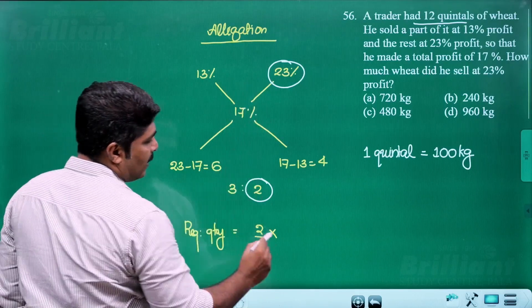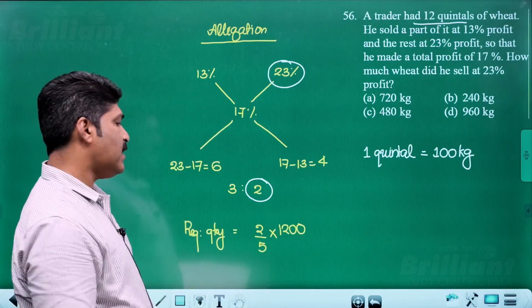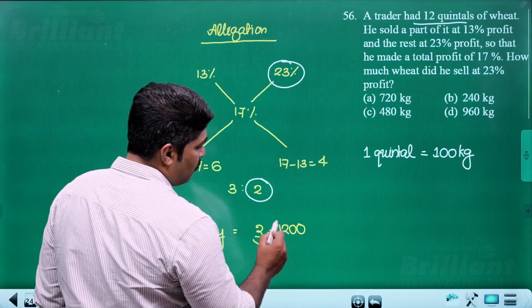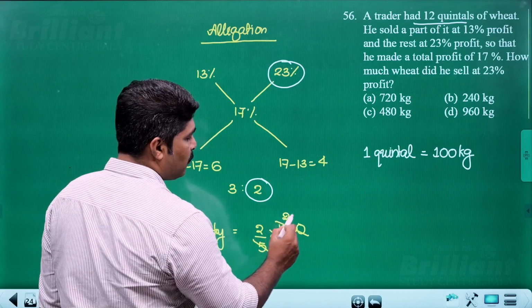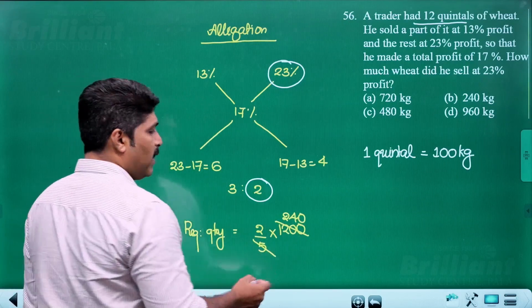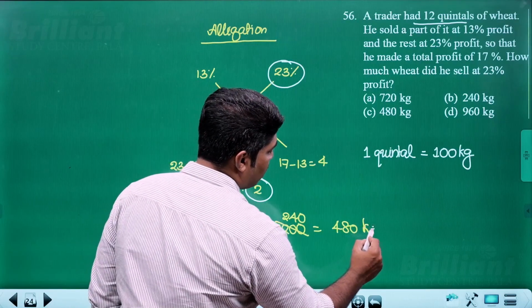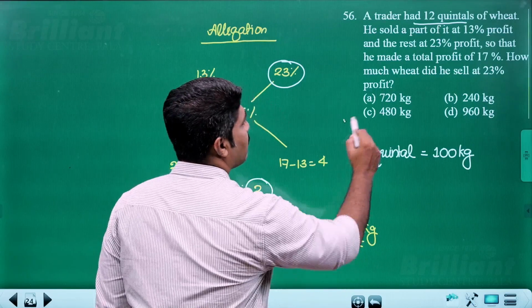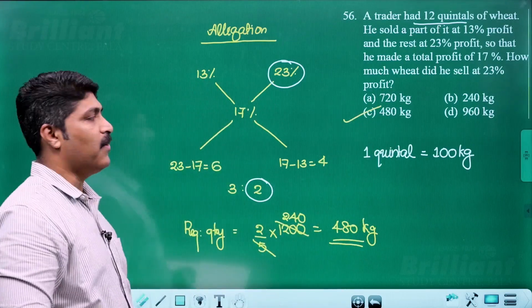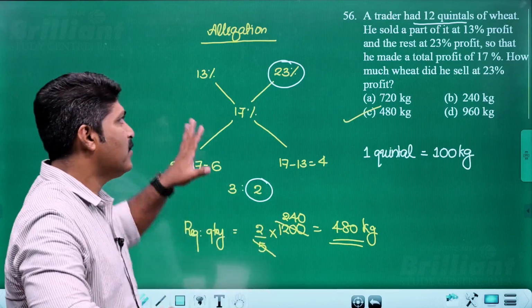Of this 12 quintals, that is 1200 kilogram. We just simplified. So once we simplify this, this is equal to 240, right? 240. So just multiply it together, that's equal to 480 kilogram. So that's the answer here. The answer is 480 kilogram. So this is the way of approach. This is a smart way of approach towards this type of question.